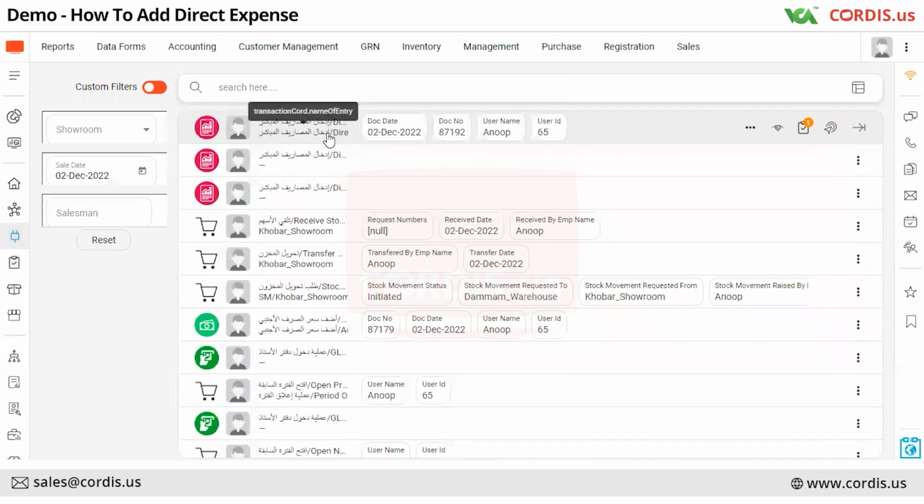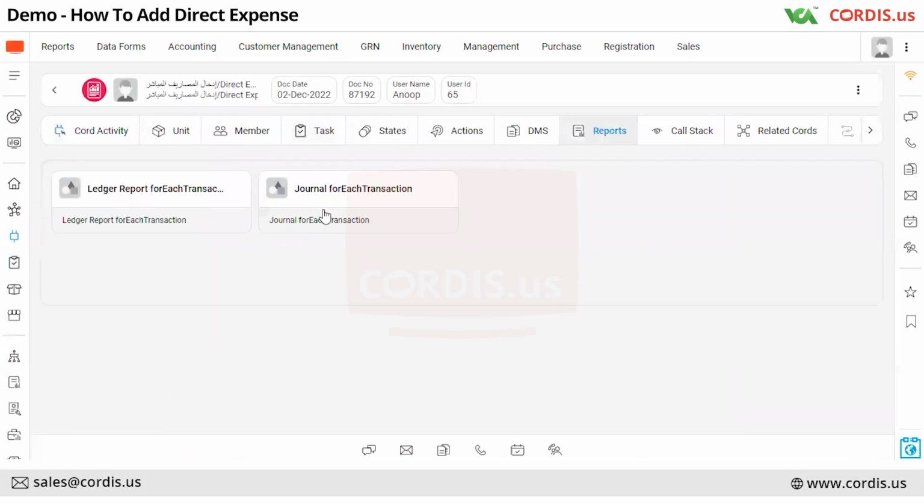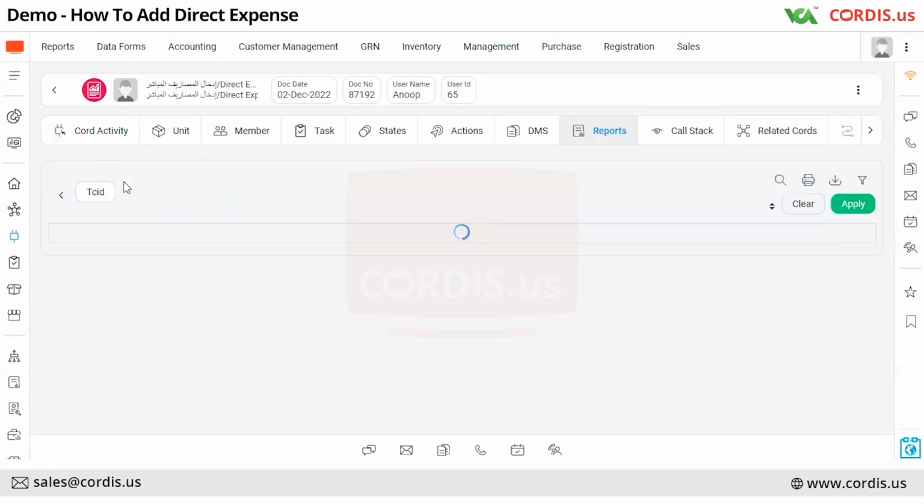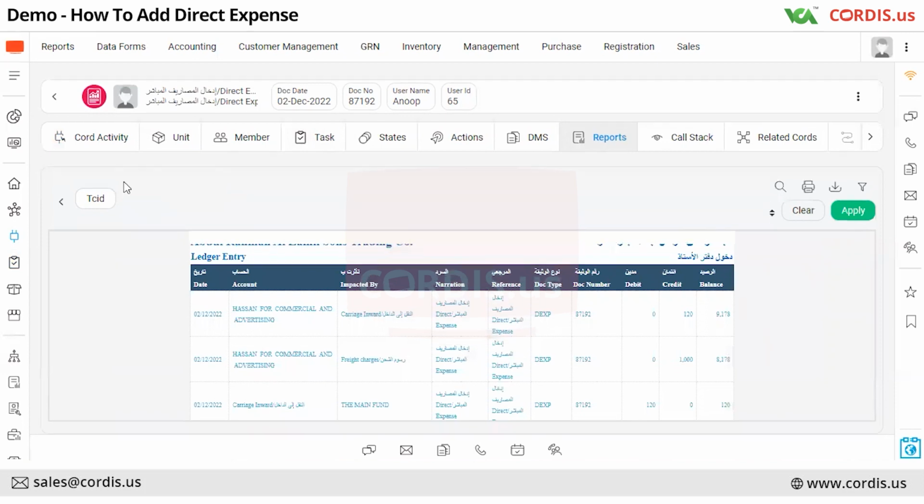We will be able to see the journal and ledger information. So this is the journal entry. We have two costs. We paid by cash, and this is the ledger account for the same.